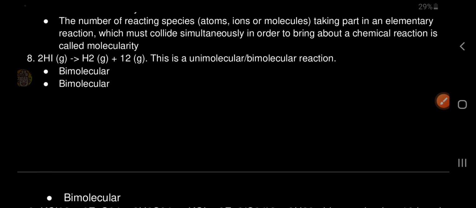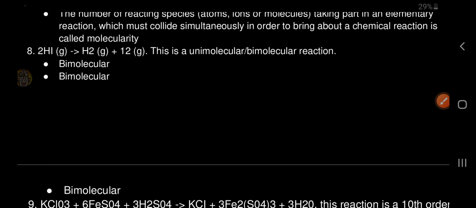2HI gives H2 plus I2. This is a unimolecular or bimolecular reaction? Bimolecular.